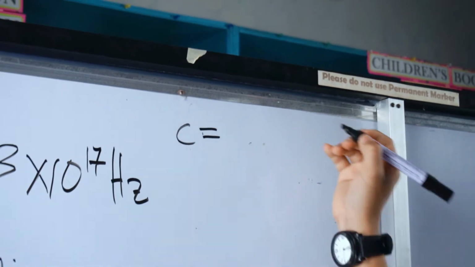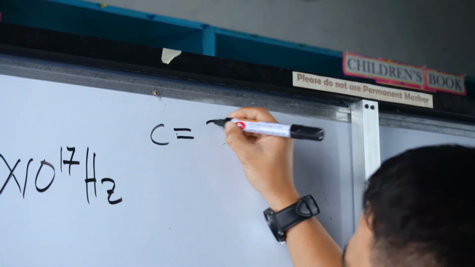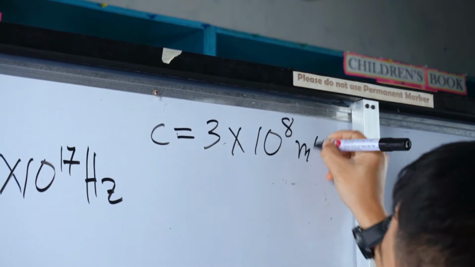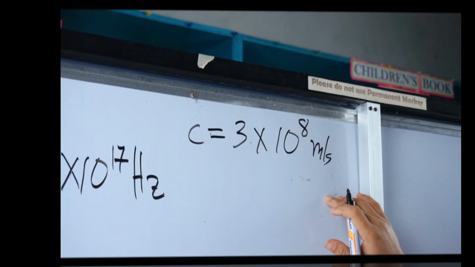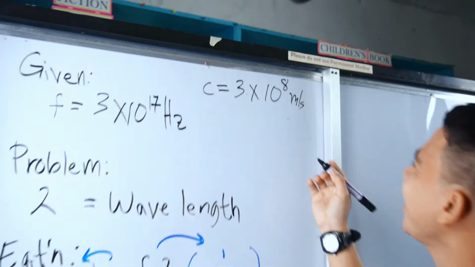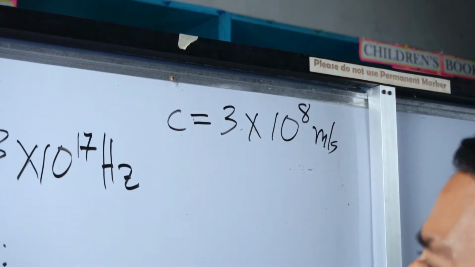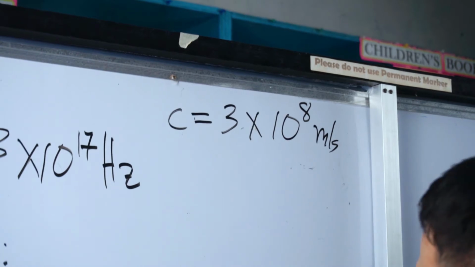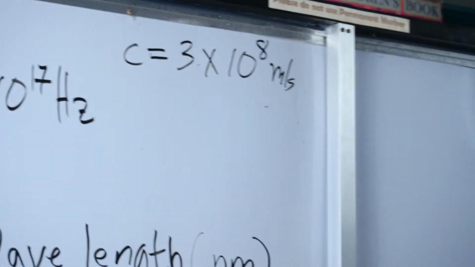The speed of light is 3 times 10 to the power of 8 meters per second. So, this is the speed of light, constant in a vacuum. Since it is in meters per second, and the unit of our wavelength is nanometer, we need to convert.